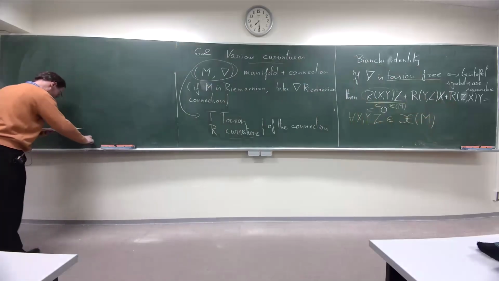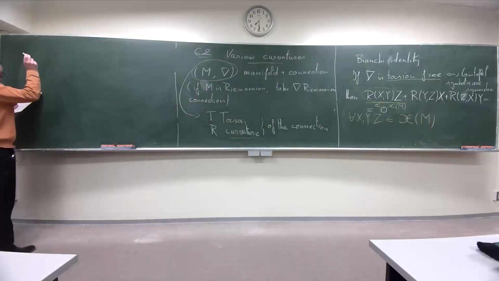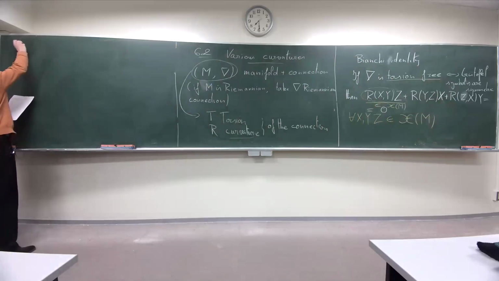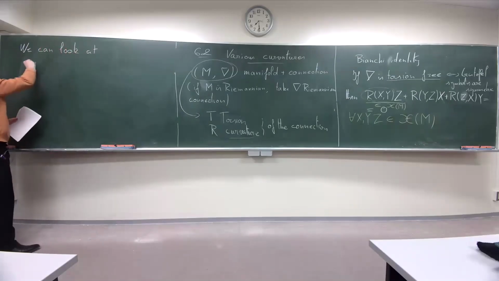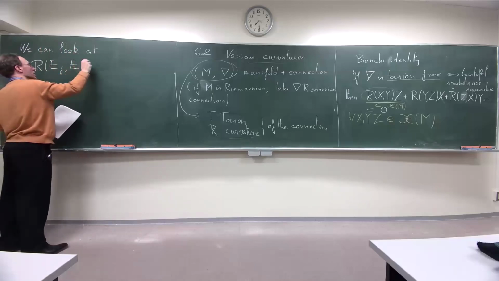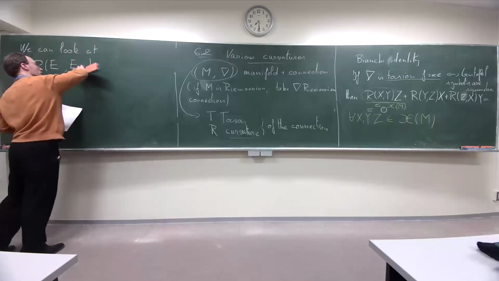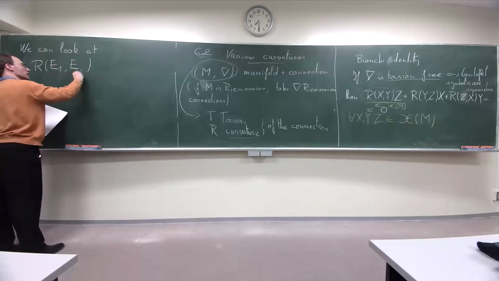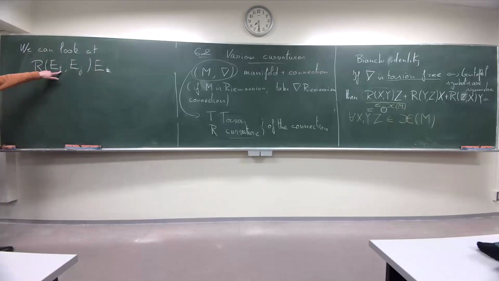And this is an exercise. But now there is another exercise which can be done. I can look at the following thing: E_I, E_J, E_K. What is this?